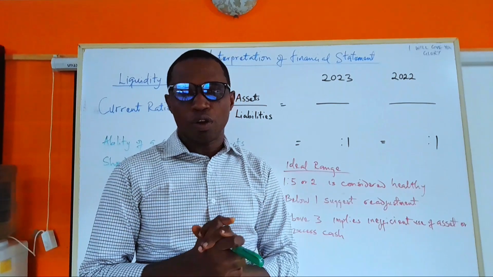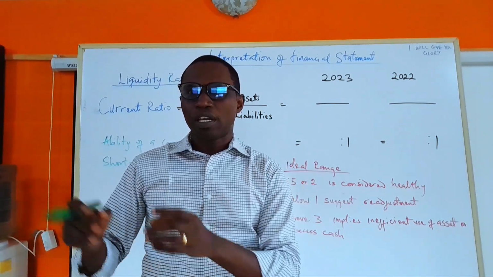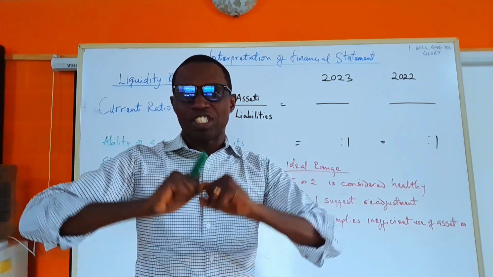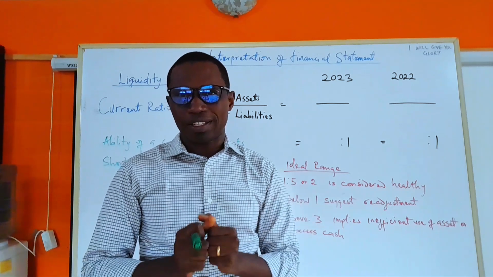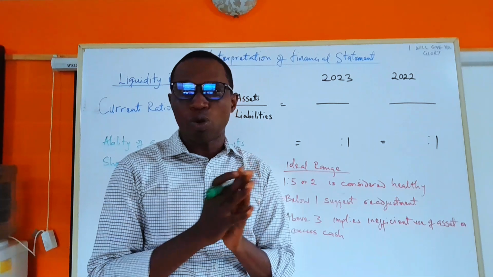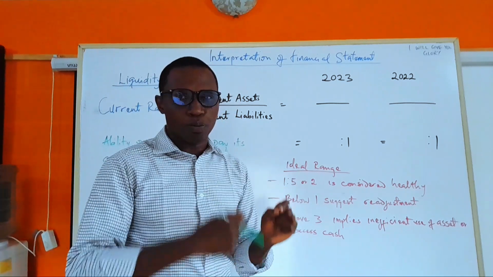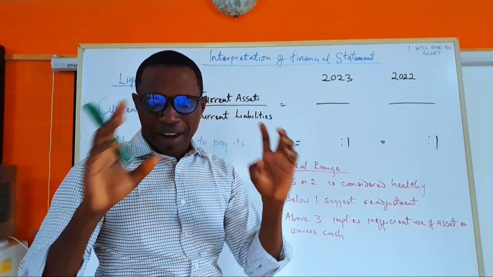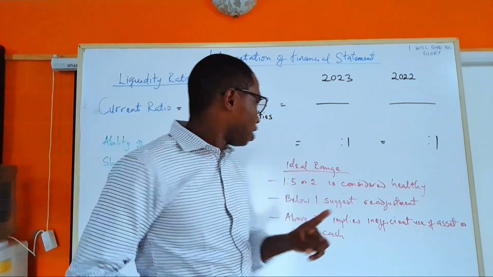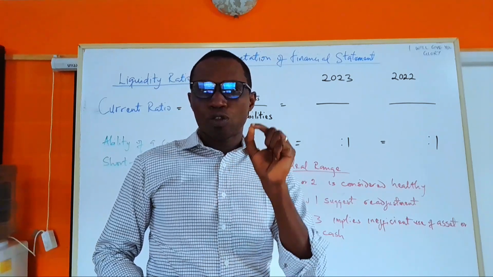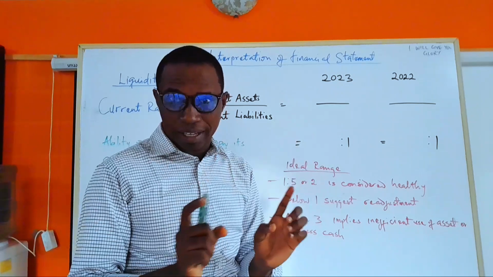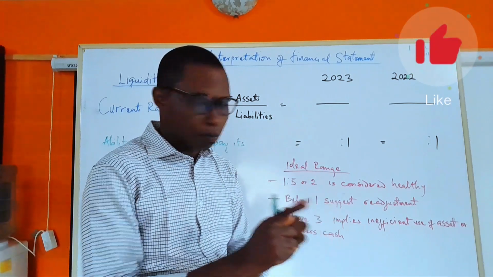What is the ideal range of a current ratio? It differs from industry to industry, so it is not something that we can say is generic. And also, you know, the environment, the context in which the company is playing. So it ranges from company to company. However, looking at the general context, ideally, once it is 1.5 or 2 to 1, it is considered healthy. Generally, not industry specific.